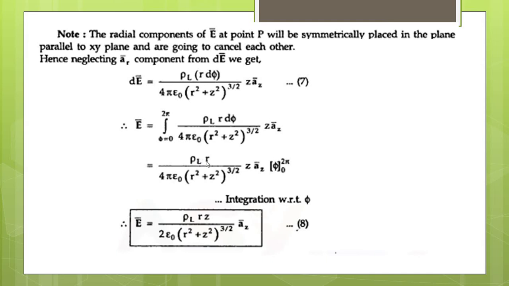So we get rho L into r into z into az divided by 4 pi epsilon naught (r square plus z square) whole power 3 by 2 multiplied by, here we need to put these limits, 2 pi minus 0. So 2 and 4 get cancelled and 2 is left in the denominator. Pi is also cancelled, so we have only 2 epsilon naught. So this is the final equation for electric field intensity due to charged circular ring, which is equal to rho L into r into z divided by 2 epsilon naught (r square plus z square) whole power 3 by 2 multiplied by az.